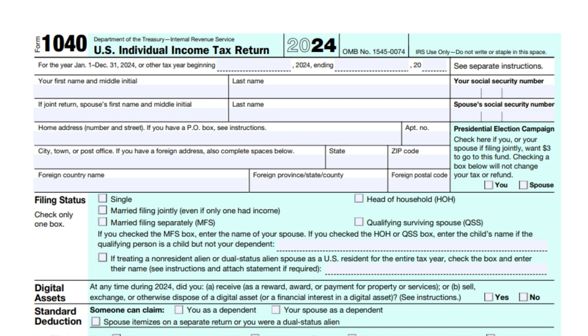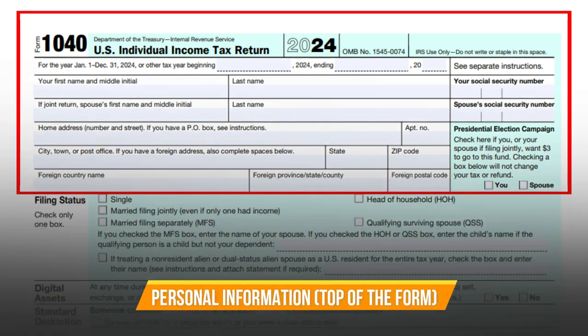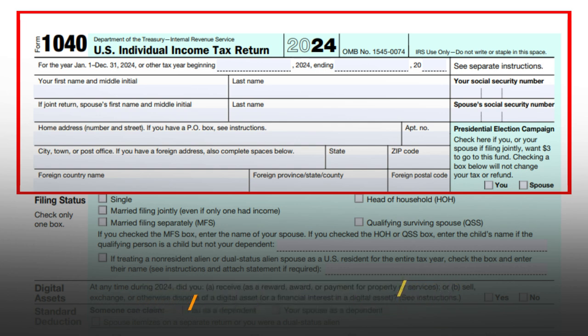Step 1 is all about entering your personal information. Let's break it down further. Personal information, top of the form. Your name: enter your full legal name on line 1. If you're married and filing jointly, list both your name and your spouse's name.